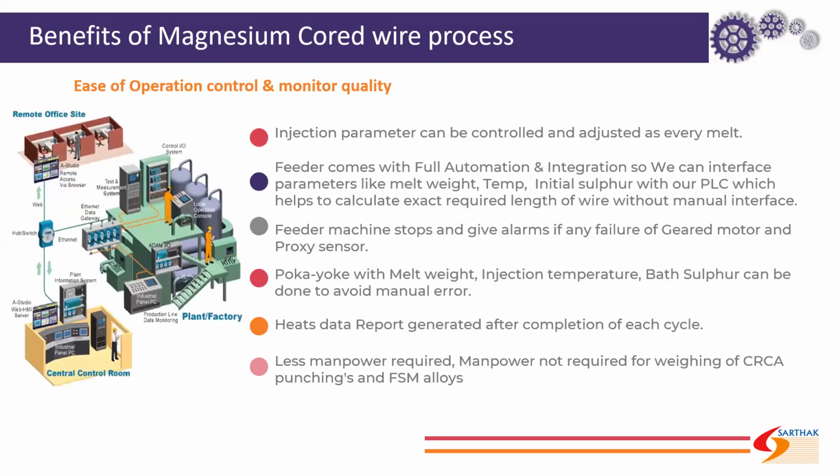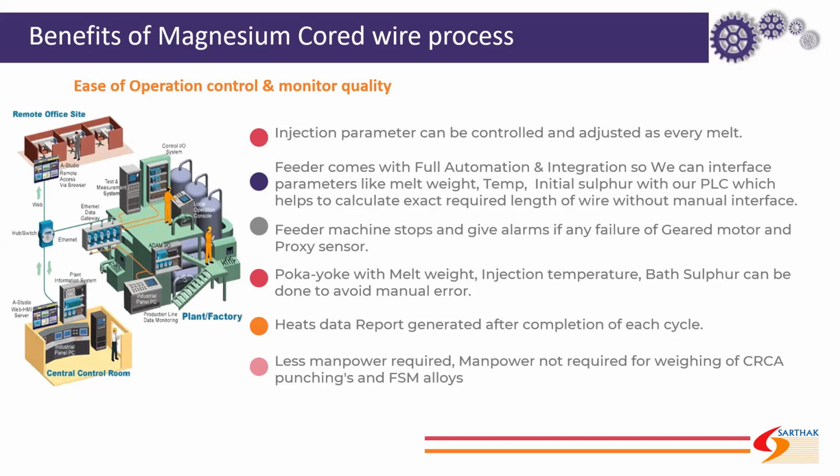Then ease of operation, control and monitor quality. Injection parameters can be controlled and adjusted for every melt. The feeder comes with full automation and integration. So we can interface parameters like melt weight, temperature, and initial sulfur with your PLC, which helps to calculate the exact required length of wire without manual interference. The feeder machine stops and gives alarms if there is any failure of the geared motor and proximity sensor. Poka-yoke with melt weight, injection temperature, and bath sulfur can be done to avoid manual error. A heat data report is generated after completion of each treatment cycle.